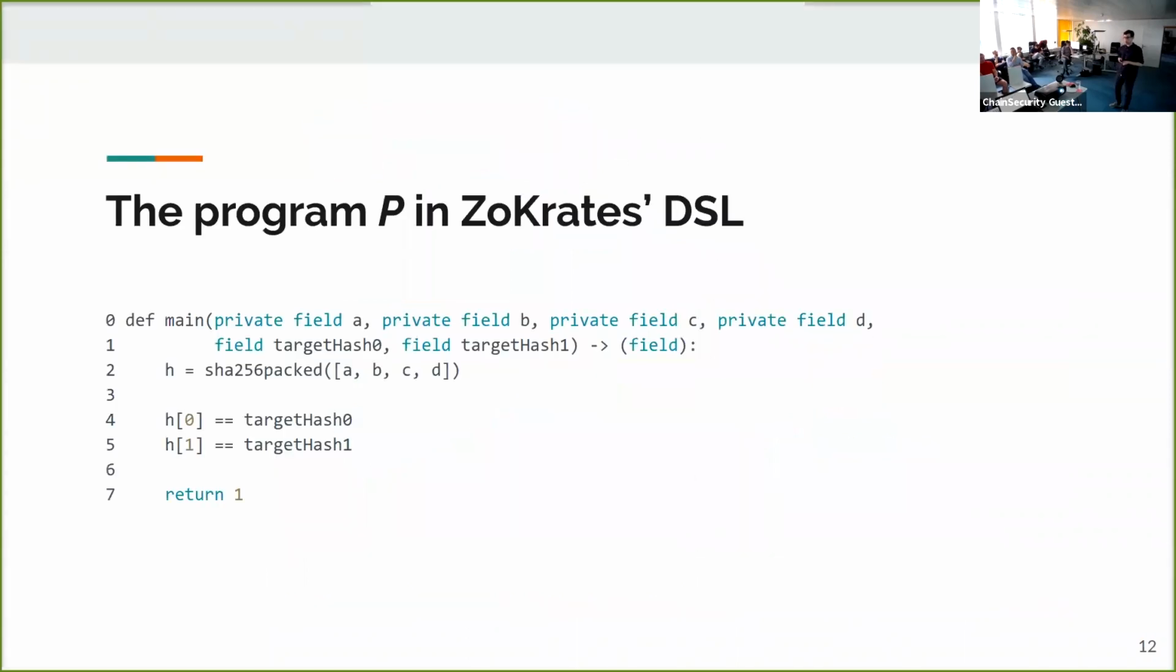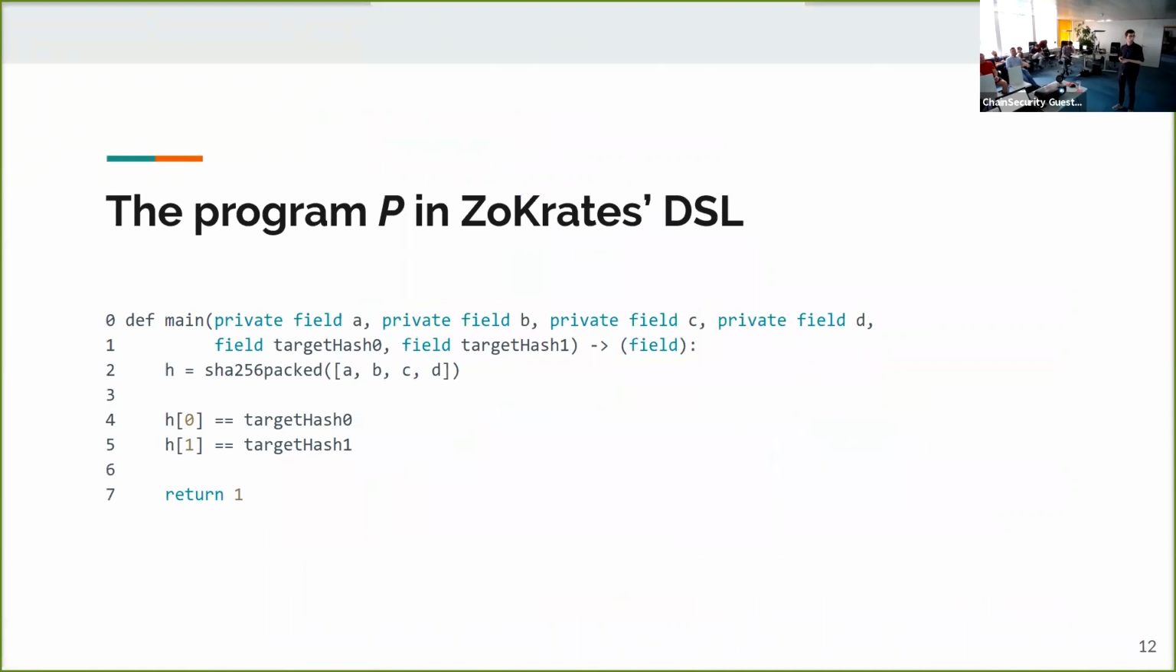So let's look at how our program P for our running example would be written in Sokratis' domain-specific language. So we have one function. Sokratis, however, supports multiple functions, so you can have function calls, and all these functions are statically scoped. Our main function here takes 6 arguments.